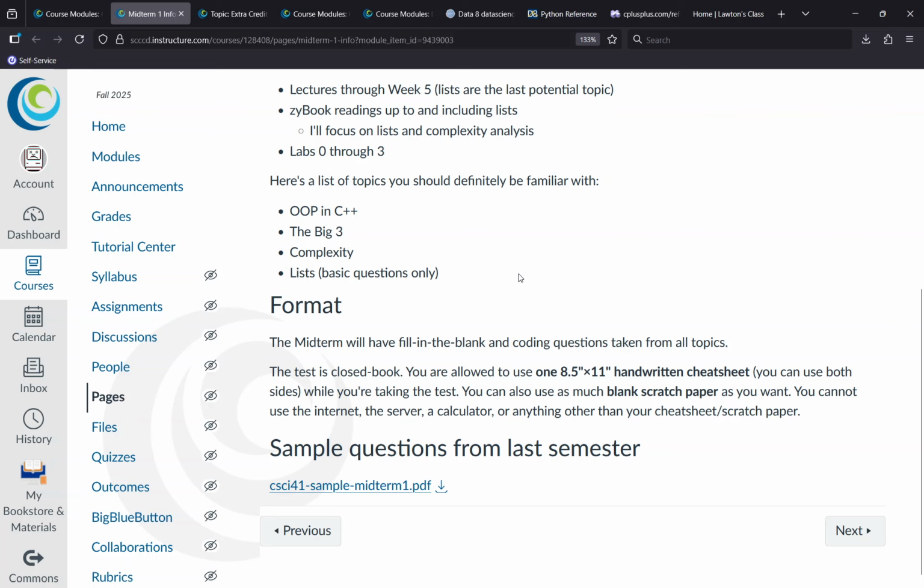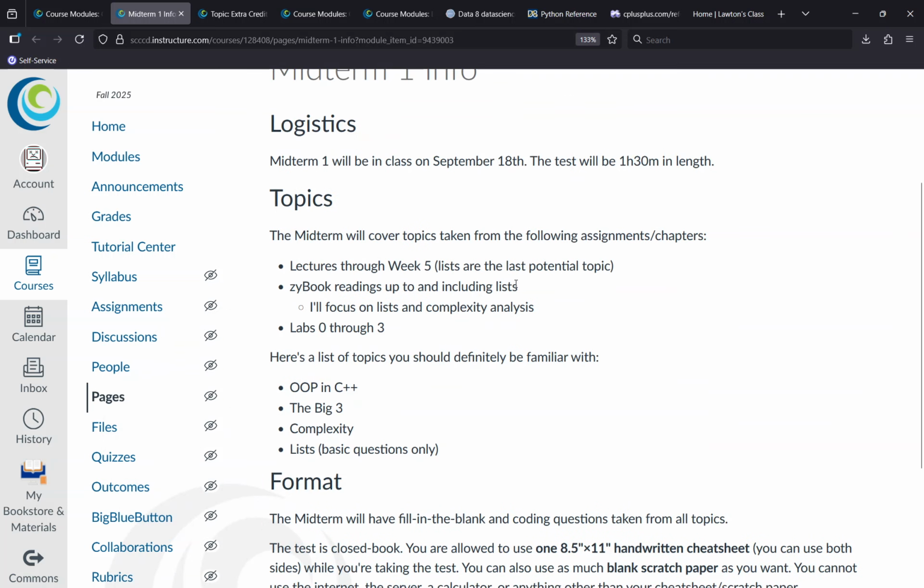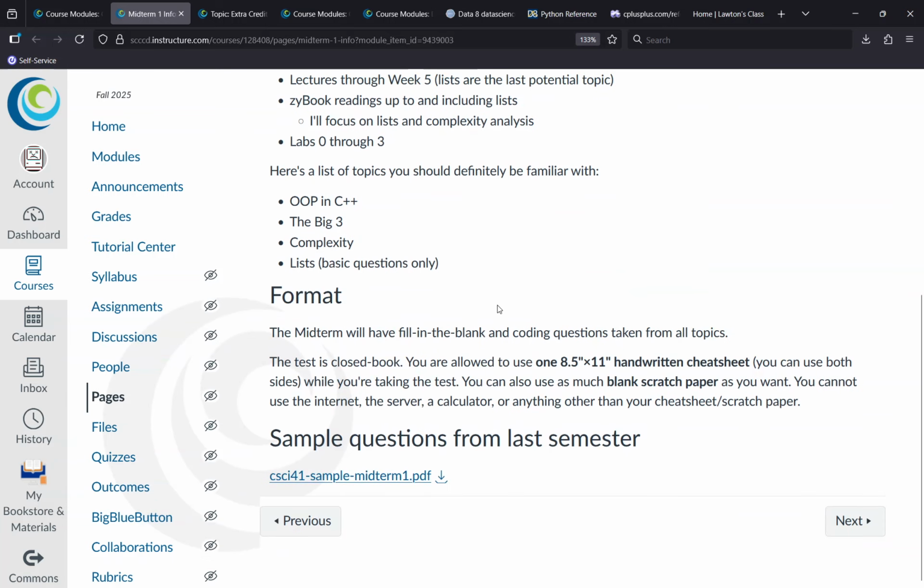So I'll ask you more simple questions about lists. I'm not going to hit those super hard because you won't have had a lab turned in on those or anything. But that's going to be the goal, and that is what it's going to be on. All right. And then the format of the test is as follows.